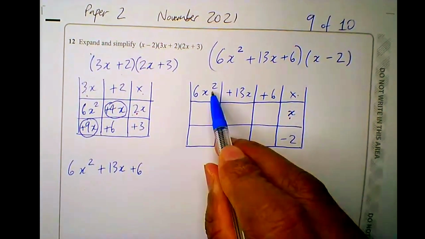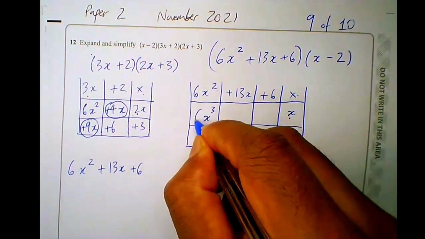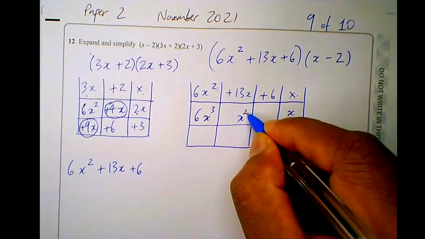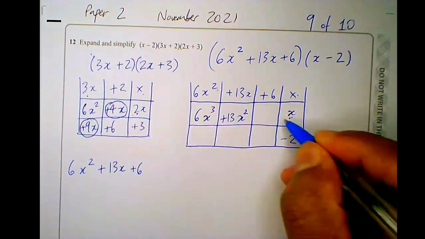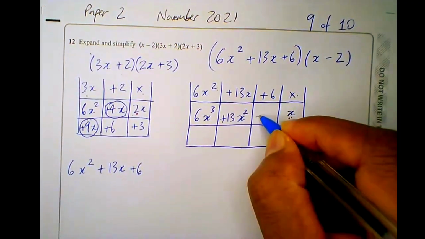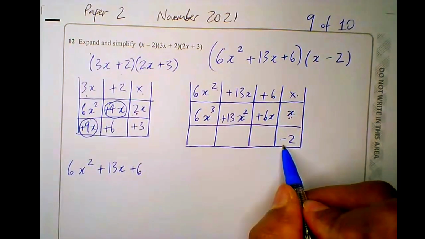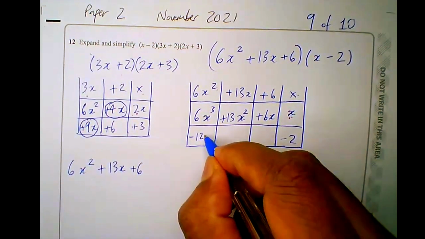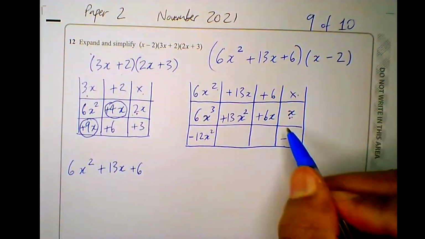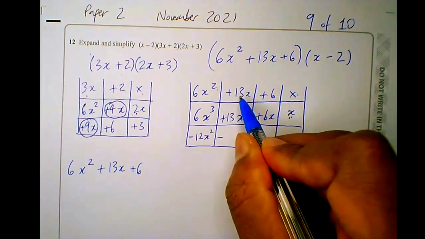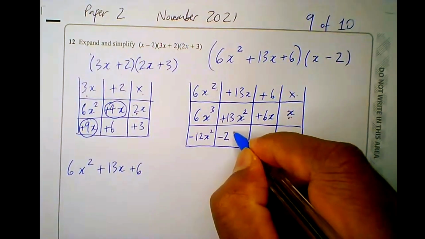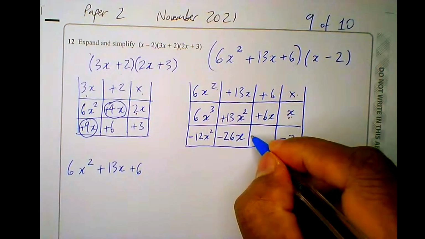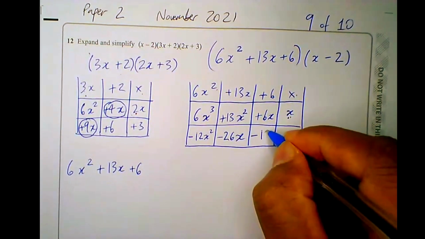So x times x squared is x cubed. So this is just 6x cubed. X times x is x squared here. And I've got plus 13 there as well. I've got 6 times x is 6x. Negative and a positive is a negative. 2 times 6 is 12x squared. Negative and a positive is a negative. 2 times 13 is 26. I've got the x term there as well. A negative and a positive is still a negative. 2 times 6 is 12.